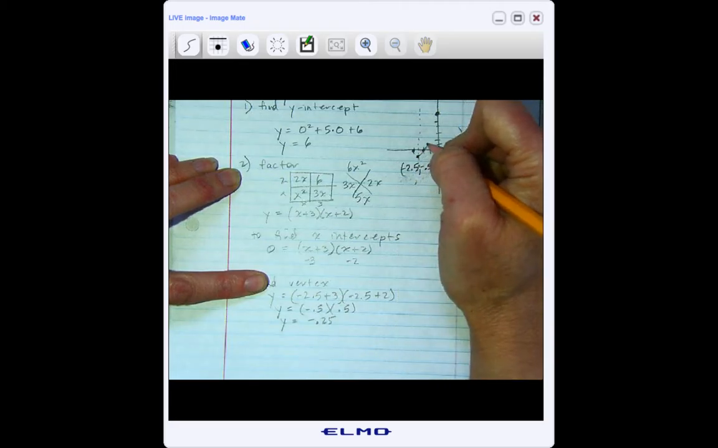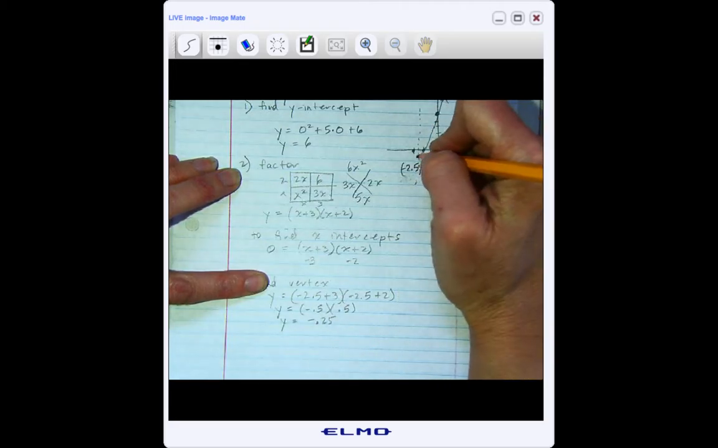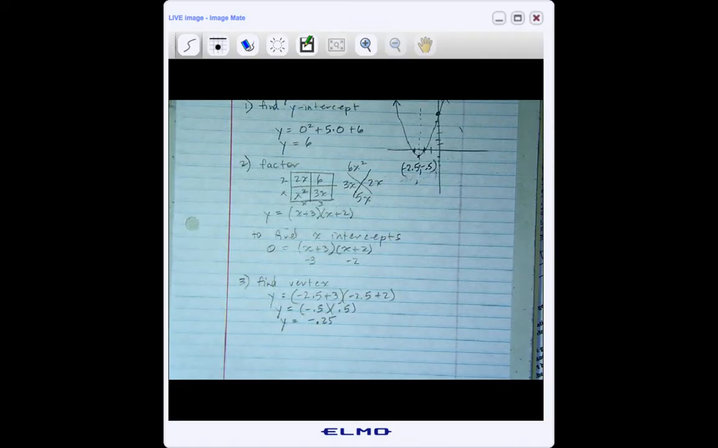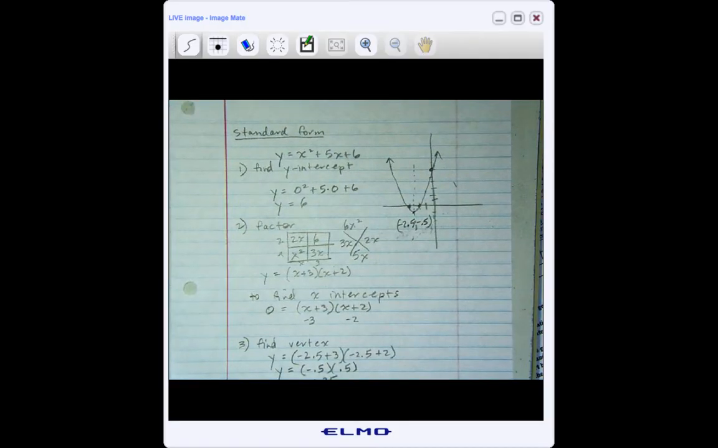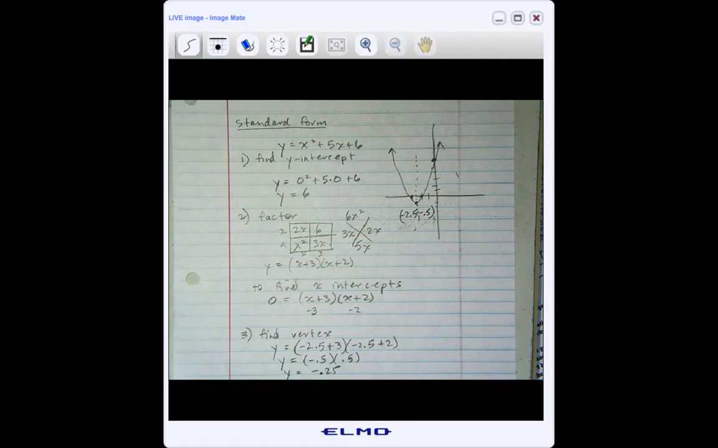Okay, so, and then that should be enough to make my parabola if it is in standard form. Okay, so those would be kind of my steps. All right, so how about if it's in vertex form?